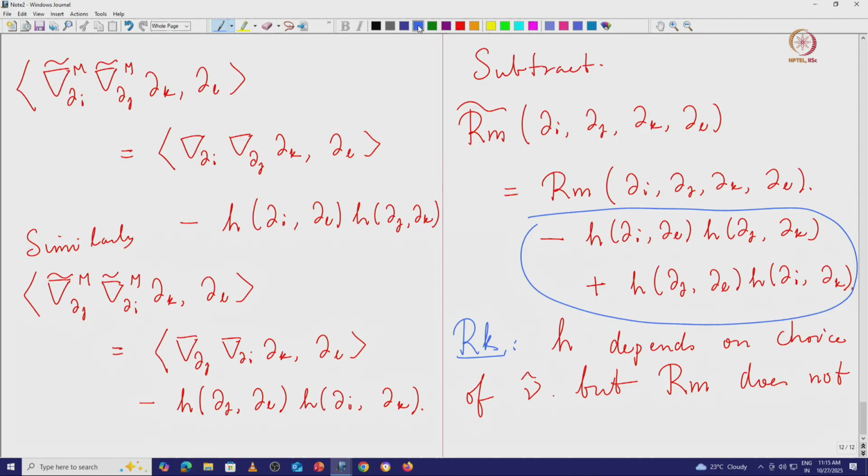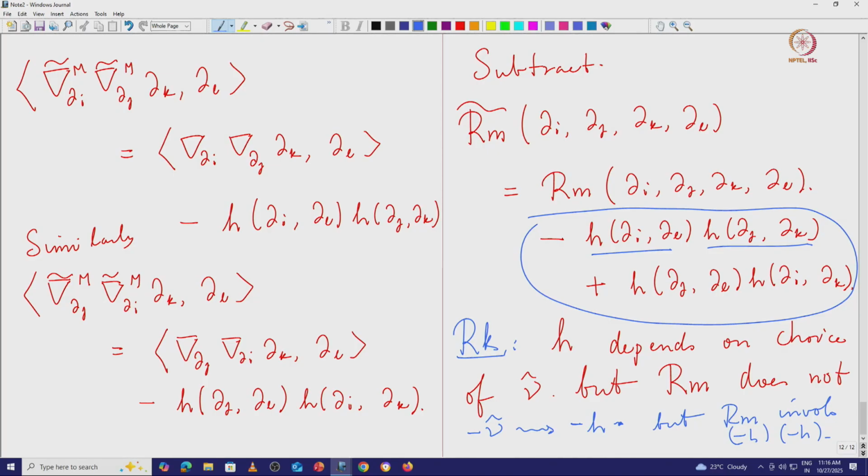Why does it not depend on the choice? Because if you make the choice of minus nu hat, the second fundamental form will change to minus H, but Rm involves minus H multiplied by minus H, which is just H multiplied by H, right, terms of the form H multiplied by H. So that sign is independent of the choice of the unit normal vector field, which again, as I said, makes sense because the curvature is an intrinsic property of the embedded Riemannian submanifold, whereas the second fundamental form is an extrinsic property, so it depends also on the choice of this unit normal vector.